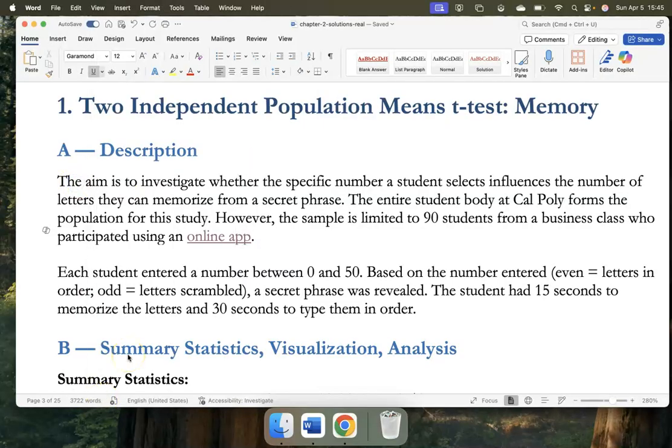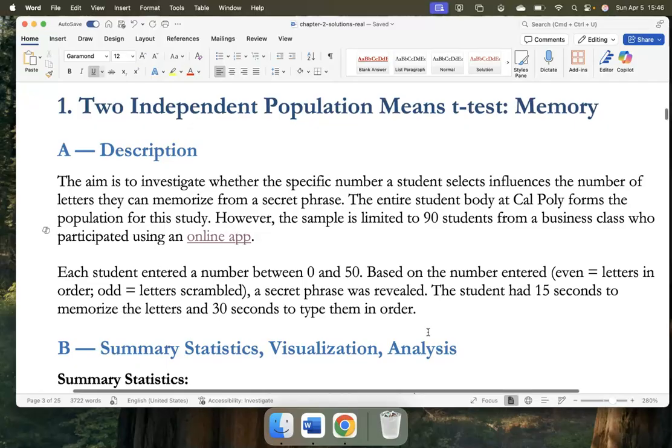What I was trying to figure out here was: does the number that a student selects have an impact on the number of letters they're able to memorize of the secret? Ideally, you would have done the same thing. You selected any number between 0 and 50. If you look closely, if you selected an even number, the actual secret password was "I love to eat pizza." Whereas if you selected an odd number, it was "I love to eat pizza," but the letters were scrambled.